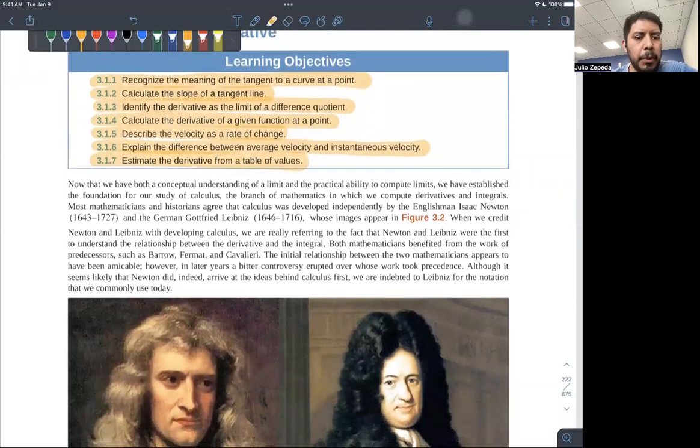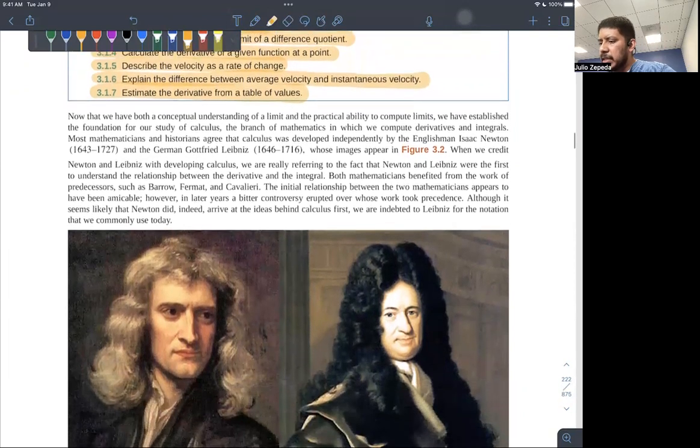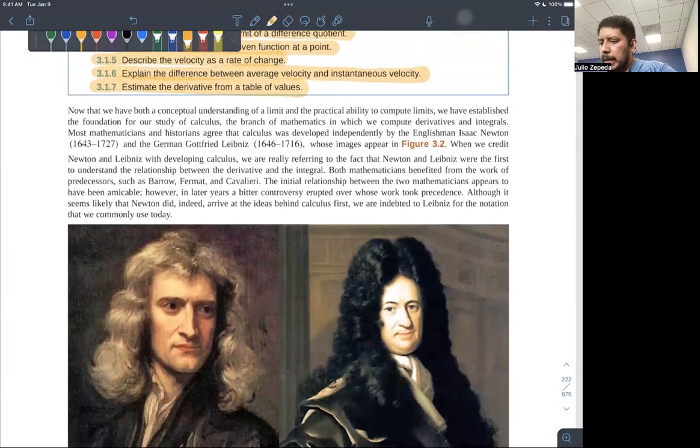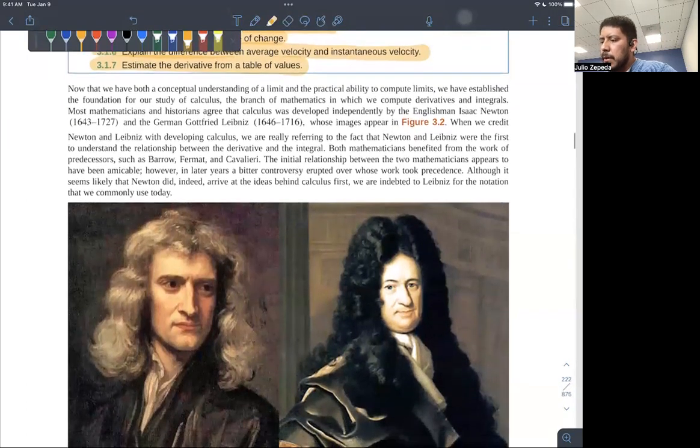It says, now that we have both a conceptual understanding of a limit and the practical ability to compute limits, we have established the foundation for our study of calculus, the branch of mathematics in which we compute derivatives and integrals. Most mathematicians and historians agree that calculus was developed independently by the Englishman Isaac Newton and the German Gottfried Leibniz, whose images appear in figure 3.2.